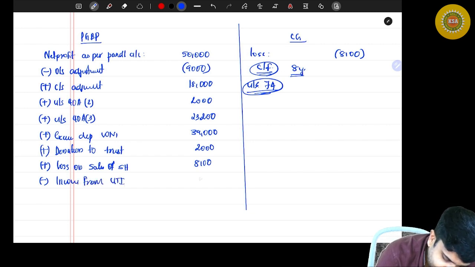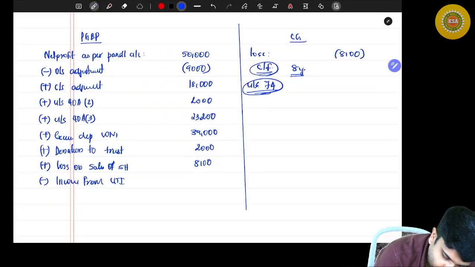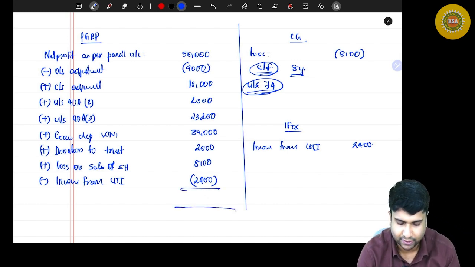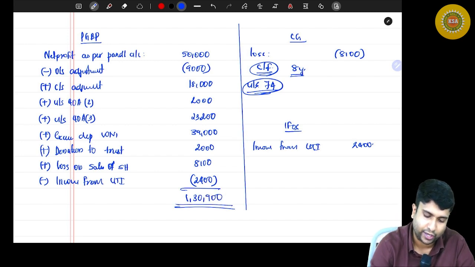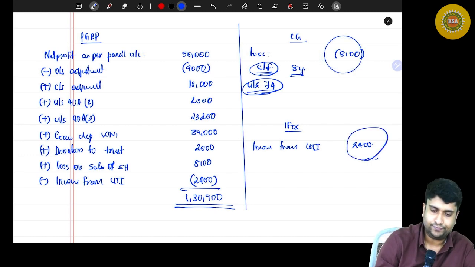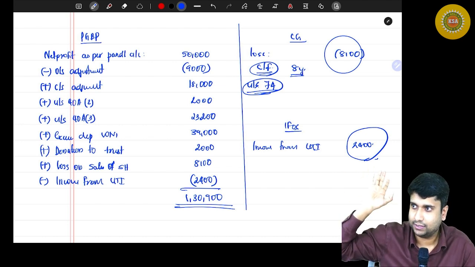UTI. What is UTI? Unit Trust of India. How much is income? 2,400. And you would add it under IFOS. 2,400. Can you help me with the PGBP profit? 1,30,900 is the income from PGBP. And you have capital gains loss 8,100 and IFOS 2,400. Click a picture or something if you want this.